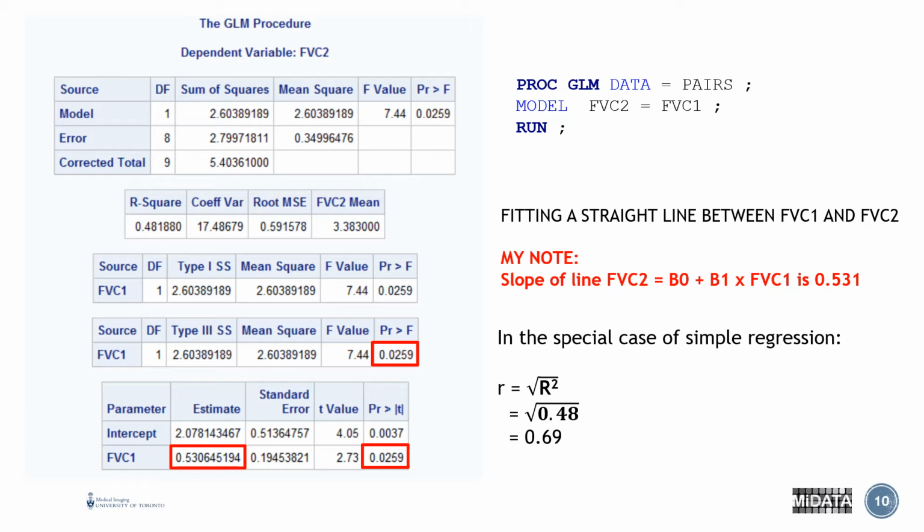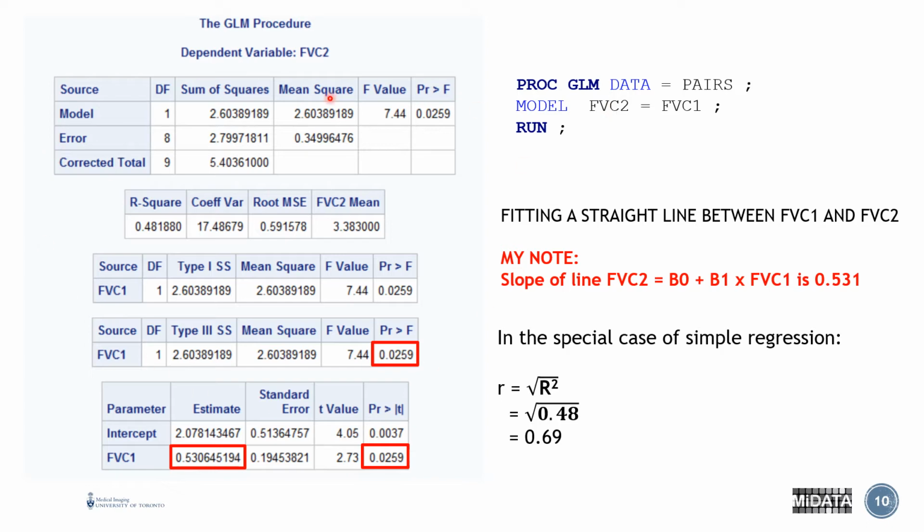Now let's have a look at PROC GLM, which we went through in the last lecture, and you guys are experts now. So here's the simple code, PROC GLM. We're using the same dataset, pairs. In this model, though, we would like to see if there's a linear relationship between FVC1 and FVC2.